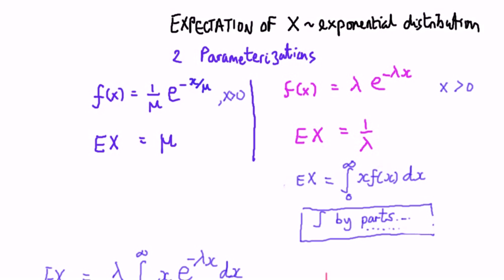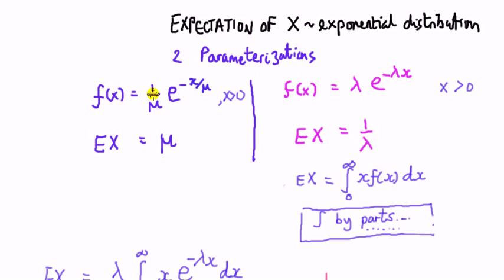Hi everyone. There are two parameterizations of the exponential distribution. Most likely you've come across this one. If we use this one, you see the expected value of x comes out to be 1 over the parameter lambda.